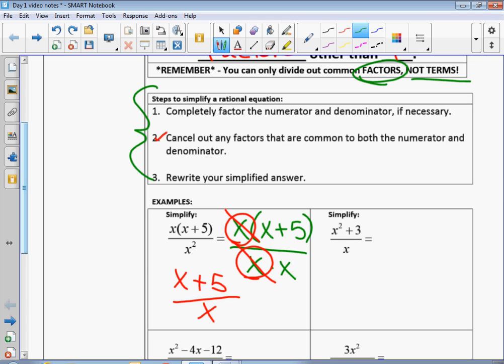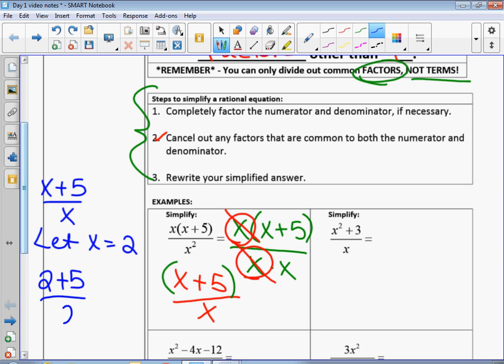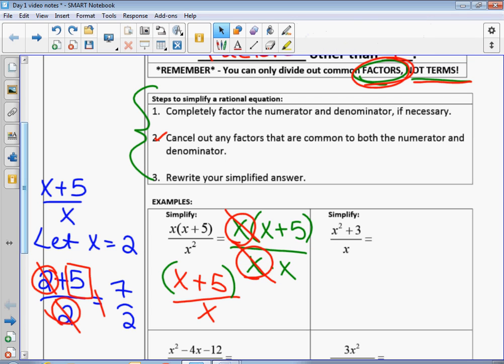X plus 5 is a factor. We can't split this group up. So I don't want anyone canceling out the x's that you see here. Let me show you why. We had x plus 5 over x, and we let x equal 2. So I'm just going to substitute in a 2 for x. 2 plus 5 over 2 is the same as 7 halves. If I had this common factor of 2 earlier, could I cancel those out? If I did, I'd be left with 5. Is 5 the same as 7 halves? No, so we cannot cancel out common terms. We can only cancel out common factors.